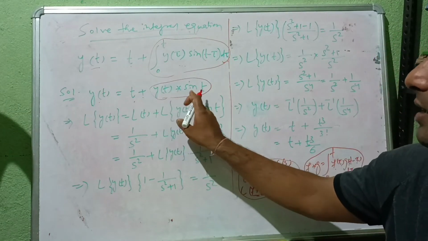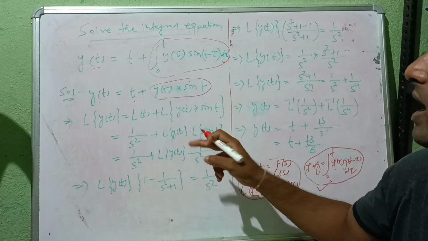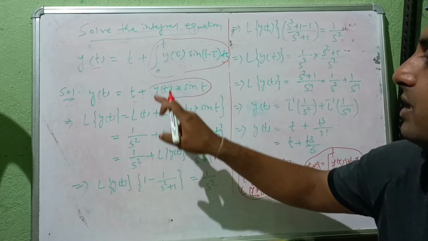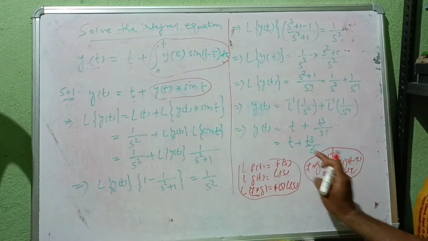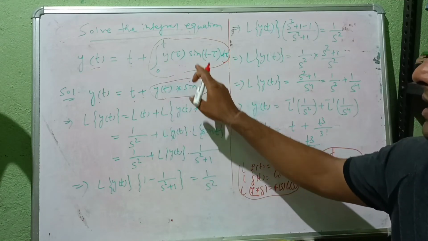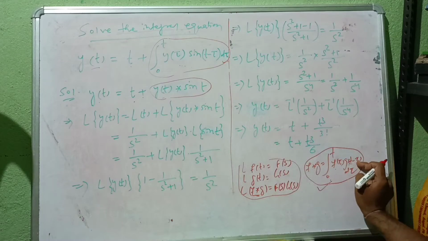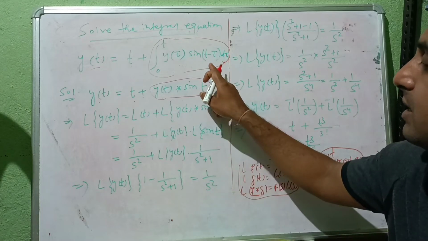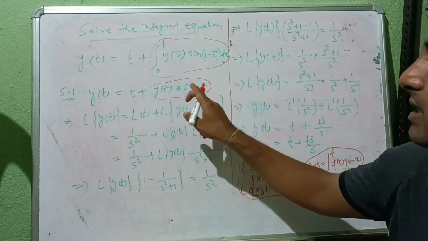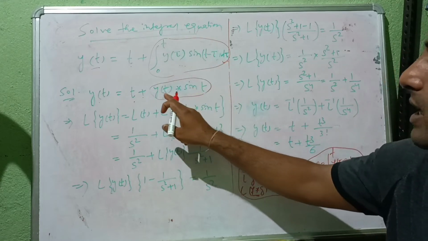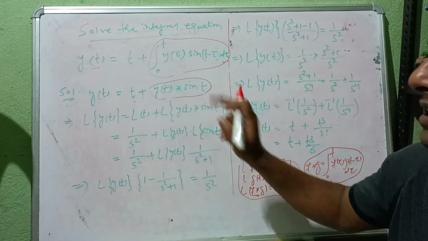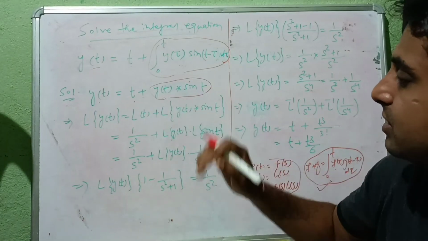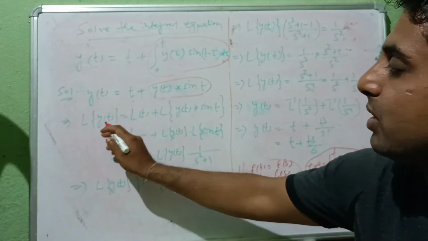Because if you want to find the convolution of these two functions, y and sin t, then it is the integration from 0 to t, with f of tau as y of tau. Then for sin t, in place of t we have to write t minus tau. So this is nothing but the convolution of y and sin t. This integration can be written as the convolution of y and sin t, right? So that's why you can write like this. Now come to the next line.